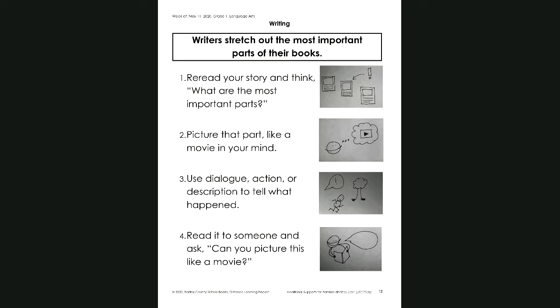So it says, picture that part like a movie in your mind. Use dialogue, action, and description to tell what happened. Remember how we talk about action, feeling, thinking, and talking? We want to make sure we have all of those in those important parts. And then read it to someone and ask, can you picture this like a movie? All right, and then one more thing.